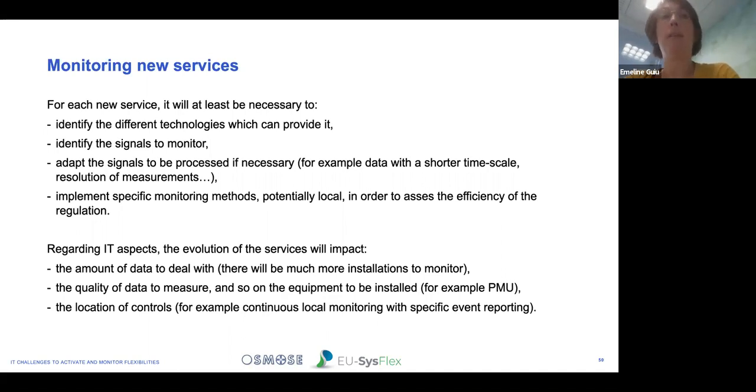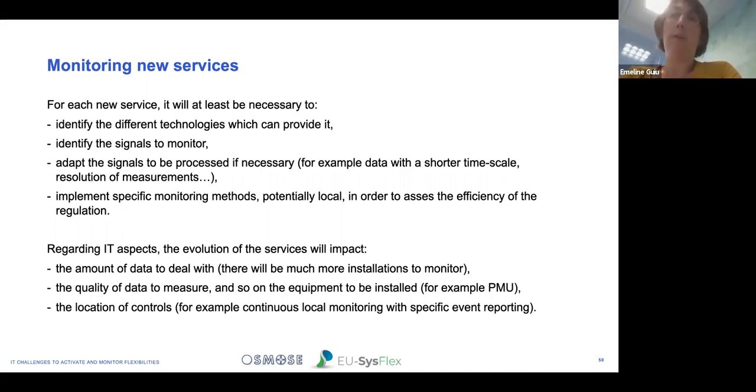Regarding IT aspects, the evolution of the services will impact the amount of data to deal with, because there will be many more installations to monitor in the future. It also impacts the equipment to be installed, because the minimum required quality of the data measurement will be more important.